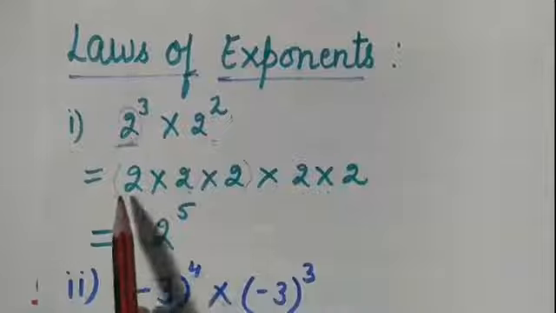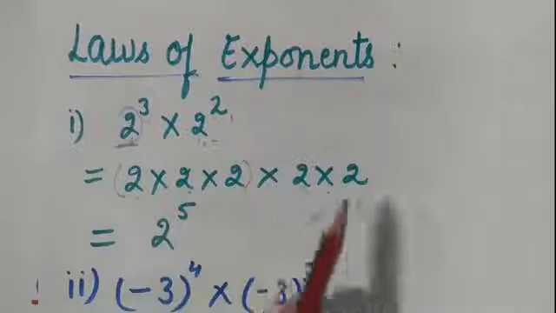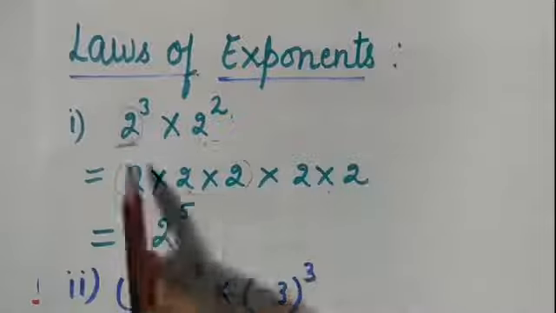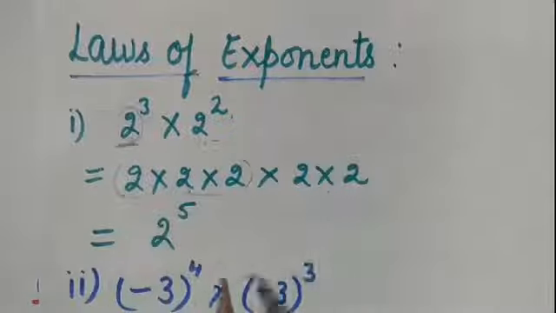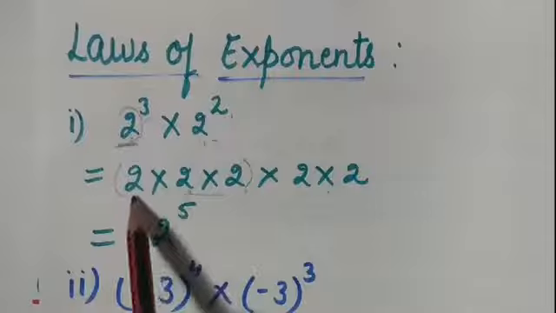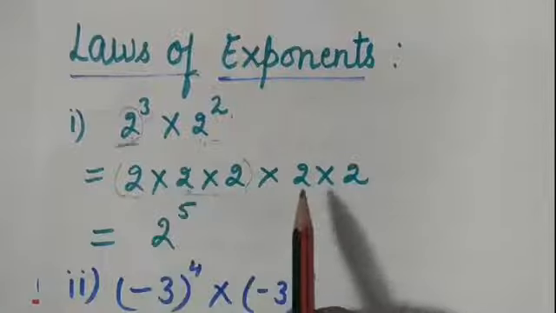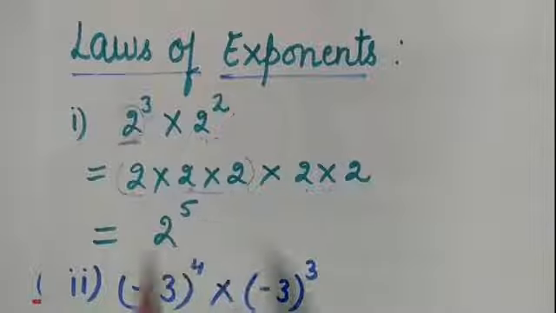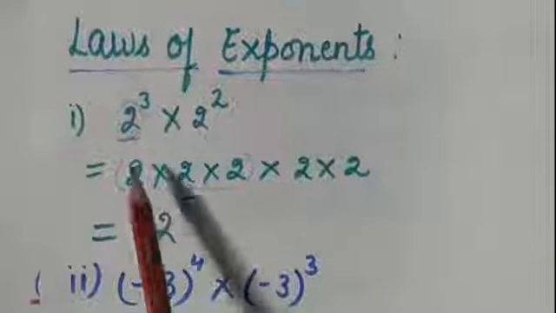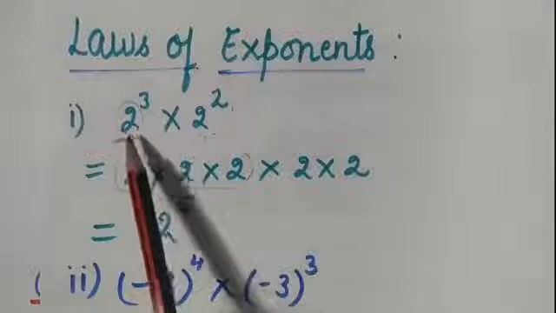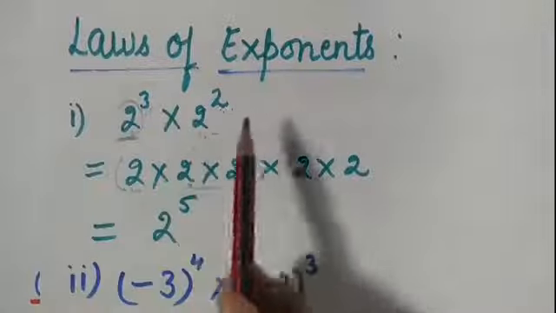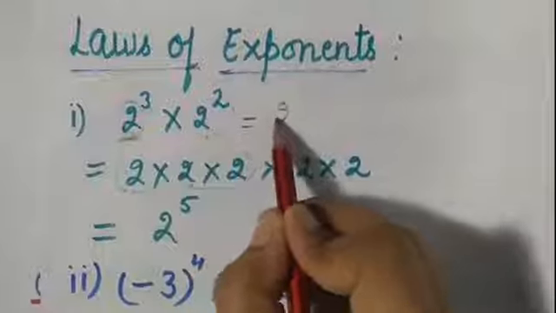Now here I observe that 2 is multiplied 5 times. So it is again the repeated multiplication of 2. How many times is this 2 being multiplied? 1, 2, 3, 4, 5. So this can be written as 2 to the power 5. So simply we can say that if we multiply 2 to the power 3 and 2 to the power 2, the result is 2 raised to the power 5.